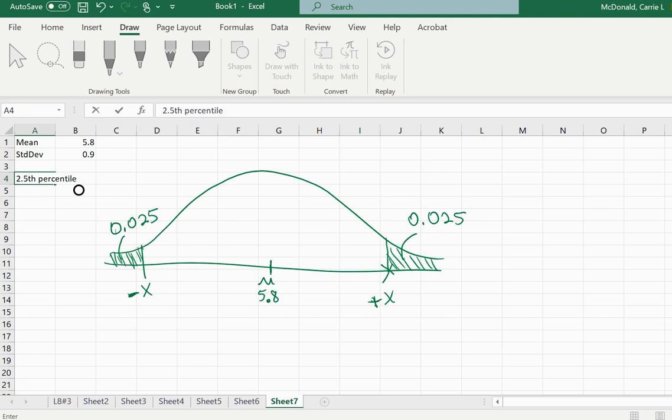So remember, if you're looking for a boundary, and you have a left area, as we do here, 0.025, then you will use norm dot inverse: the left area, the mean, and the standard deviation.